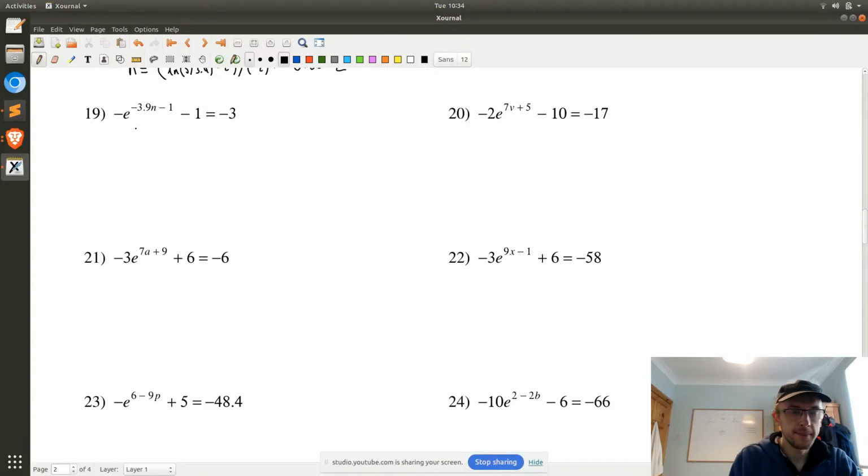And this one, add 1 to both sides, so negative 2 on the right. Negate both sides, so e to the negative of that equals 2. Okay, ln both sides. Add 1 and then divide by negative 3.9.